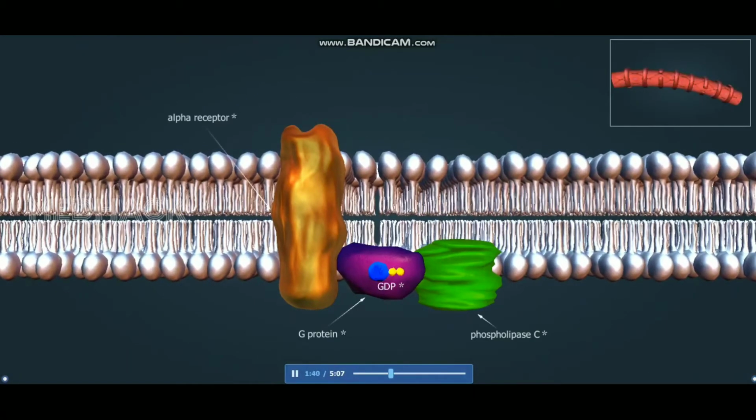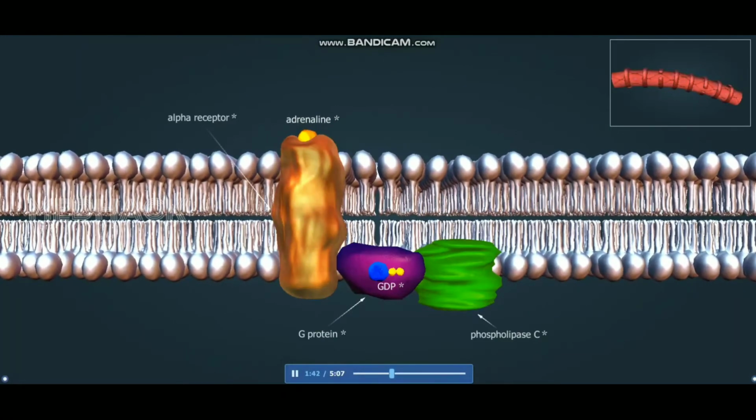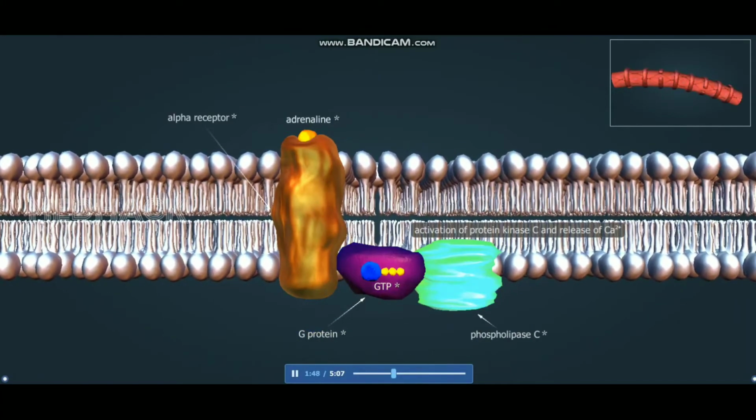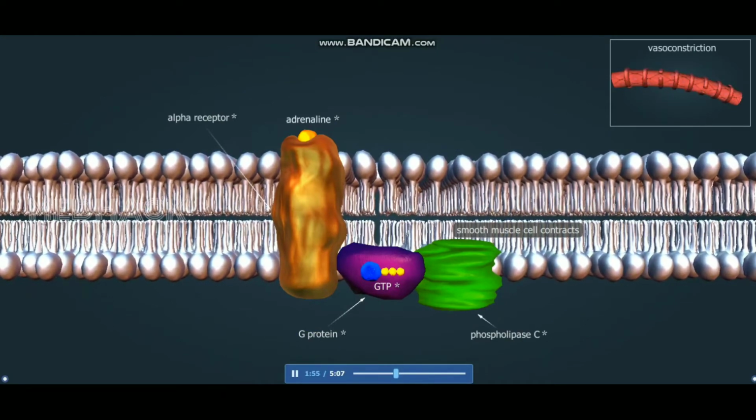When adrenaline is bound, the alpha receptor activates the G protein, which has 3 subunits. Its alpha subunit converts GDP into GTP, and then activates the phospholipase C enzyme. Phospholipase C breaks the PIP2, that is, the phosphatidylinositol bisphosphate molecule, into IP3 and DAG, that is, inositol triphosphate and diacylglycerol.